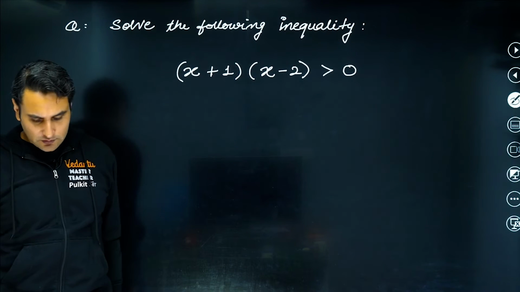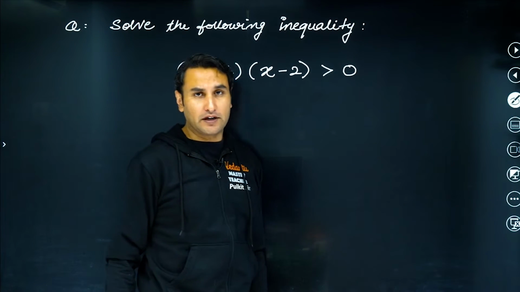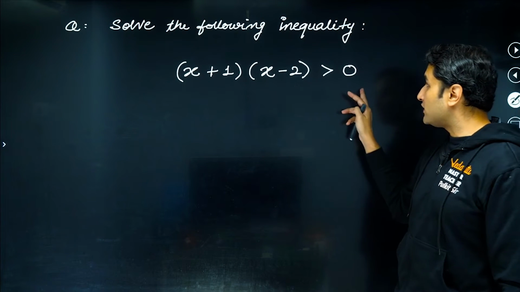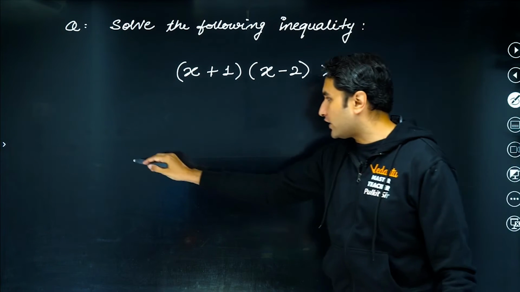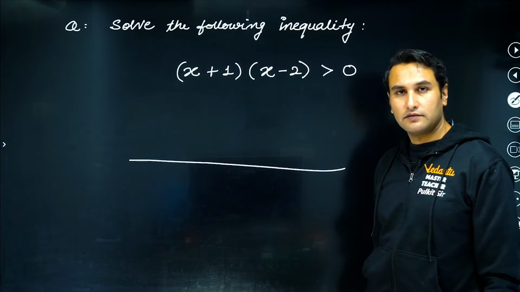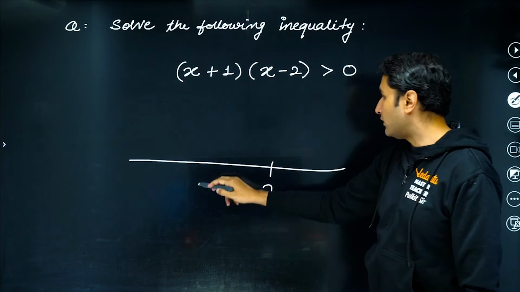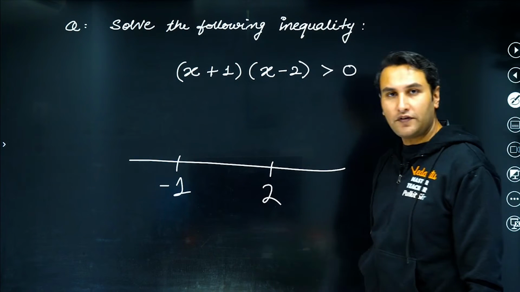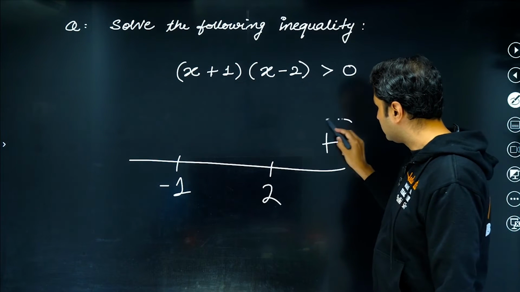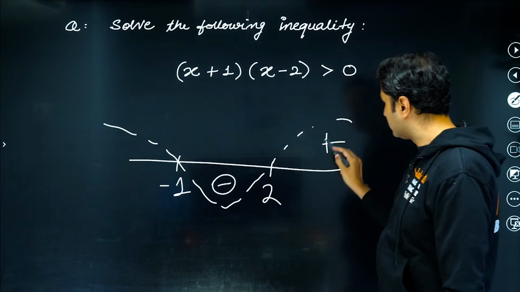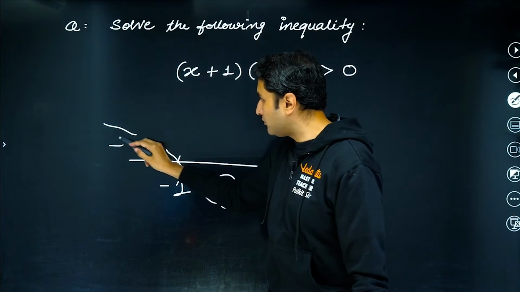Now, can you do this very simply? Now we'll quickly remember it. For two factors, we'll remember it. x plus 1, x minus 2 greater than 0. Very quick. Number line. Roots 2, root minus 1. Wavy curve. Plus, minus, plus. Super fast now. You have become experts.